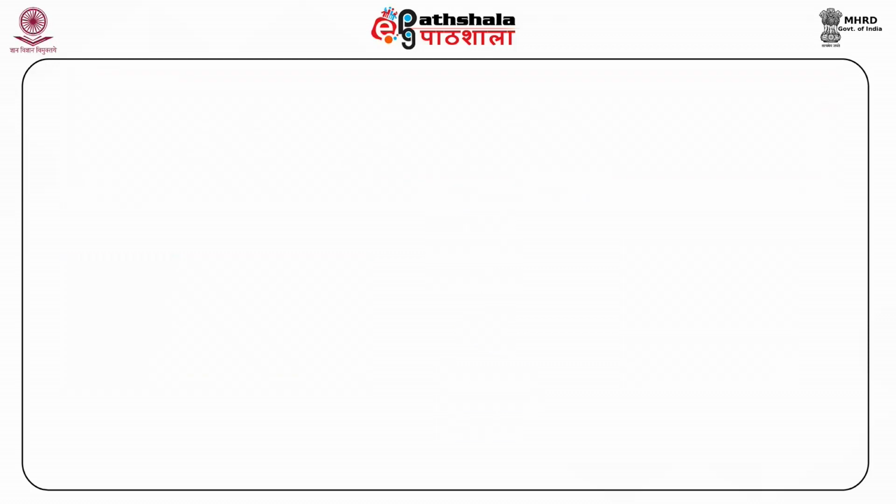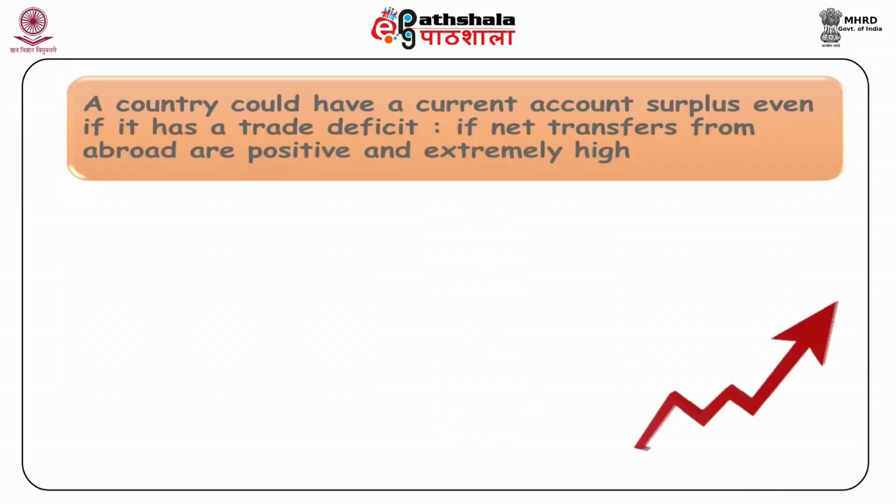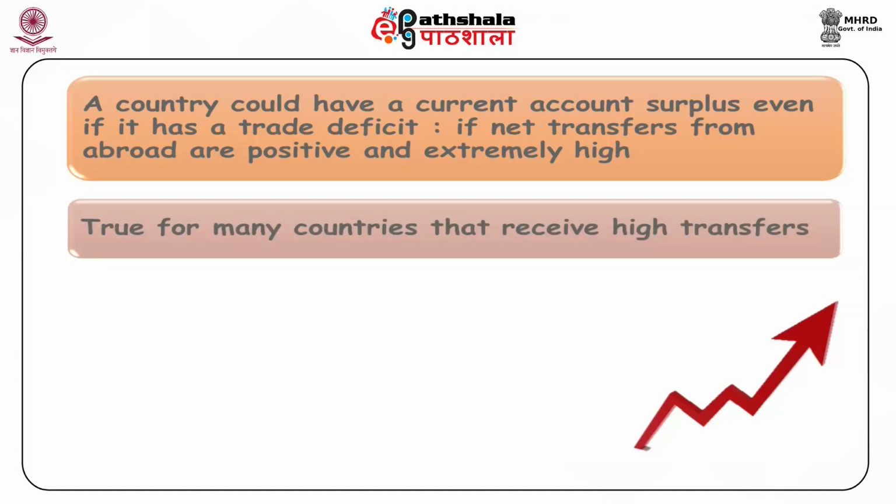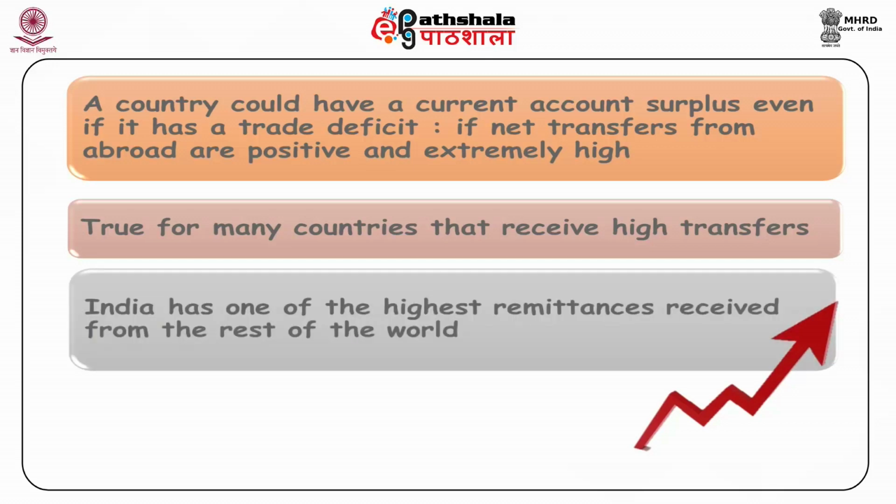It is interesting to note that a country could have a current account surplus even if it has a trade deficit if net transfers from abroad are positive and extremely high. This could be true for many countries that receive high transfers. For instance, India has one of the highest remittances received from the rest of the world.